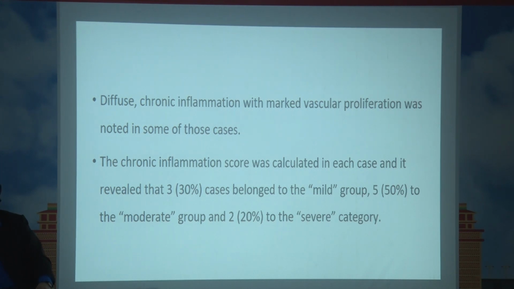So basically the chronic inflammation score was calculated in each case, and it revealed that 30% of cases belong to the mild group, 50% to the moderate group, and 20% to the severe category.